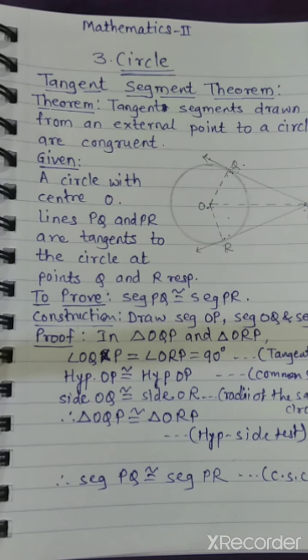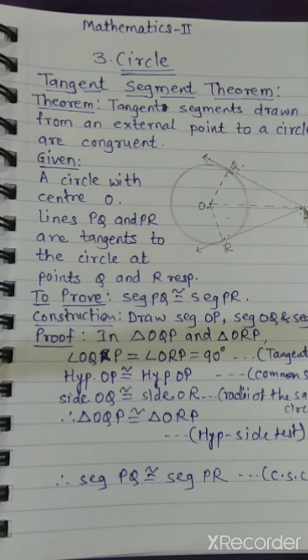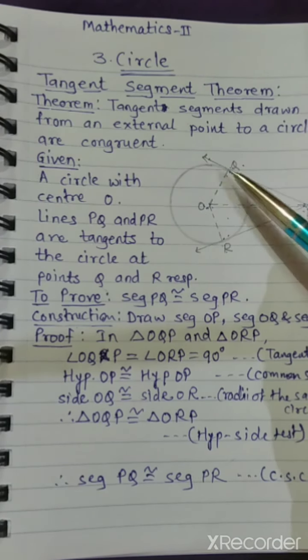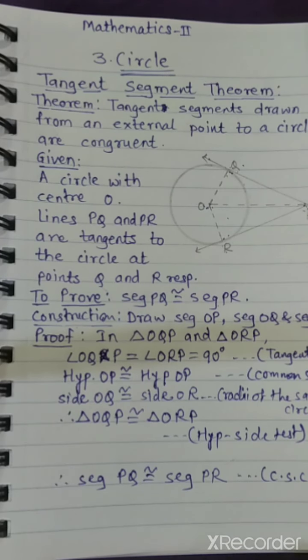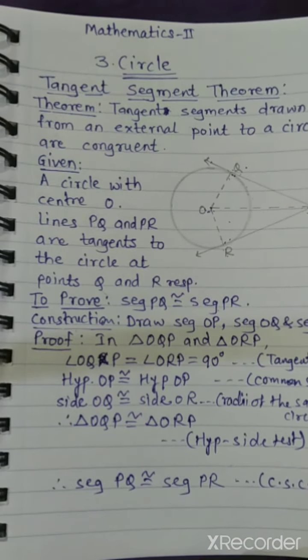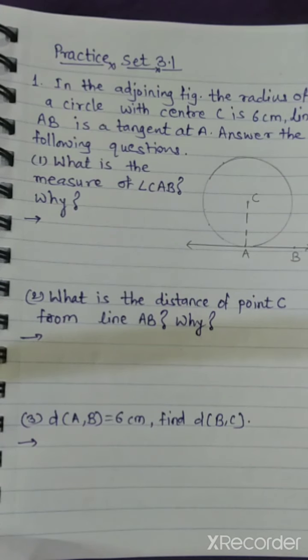So in this way we have proved the tangent segment theorem, that is, tangent segments drawn from an external point to a circle are congruent, which means they are of equal length. Now we are going to solve practice set 3.1.